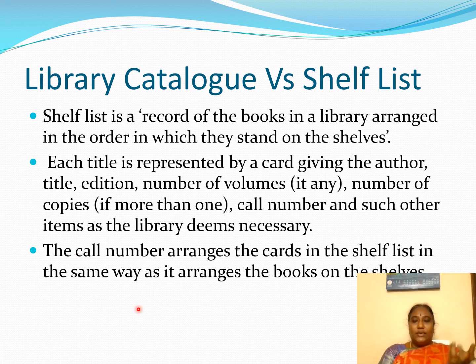As you know, the call number has three parts: class number, book number, and collection number. This call number arranges the cards in the shelf list in the same way as it arranges the books on the shelves. So the books on the shelves and the cards in the shelf list follow the same order. So this is about the shelf list.